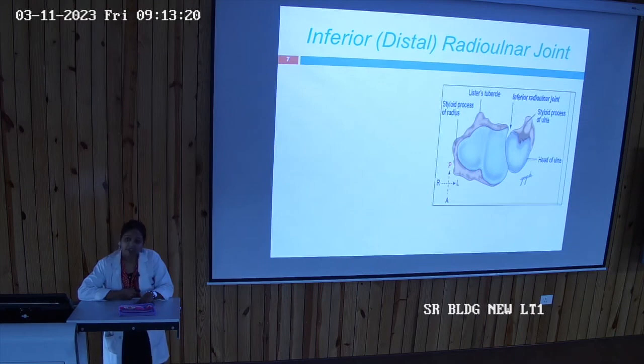Then the second one is the inferior radioulnar joint. Again it is a pivot variety of synovial joint. What are the surfaces participating here? As we all know, you have seen the ulna, the head of the ulna is directed inferiorly. So here there is articulation of the head of the ulna with the ulnar notch of the radius. On the radius, at the lower end on the medial side, we have the ulnar notch for the articulation of the head of the ulna. So the articular surfaces here are the head of the ulna and the ulnar notch on the lower end of the radius.